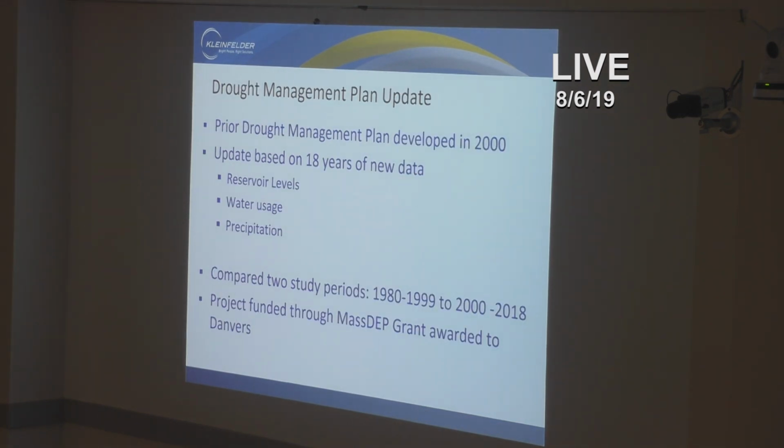The prior drought management plan was developed in the year 2000, by the company that Kleinfelder acquired, my company SCA. I was there back in 2000 when this project was underway. I didn't actually work on it then, but I'm pleased to be able to work on it now. That plan in 2000 was based on the prior 20 years of data, and now we have another 20 years since, so we have 40 years of data to examine here. We wanted to make sure we looked at the past 18 years of data and see, is this still effective or should it be changed?